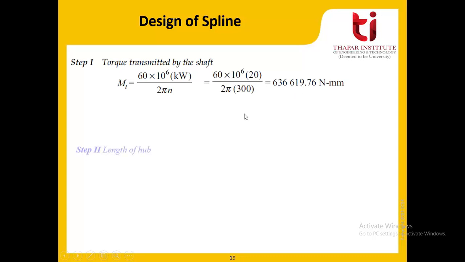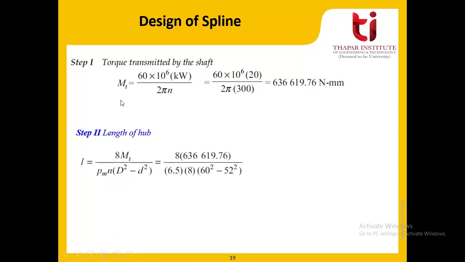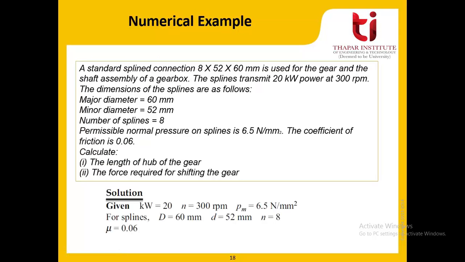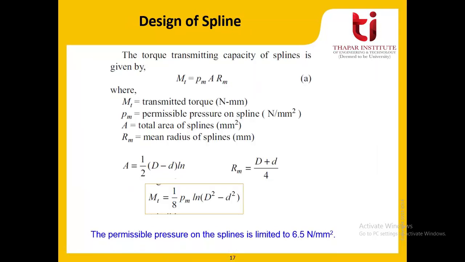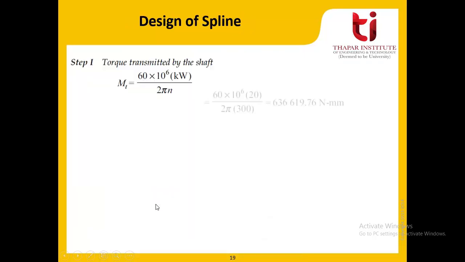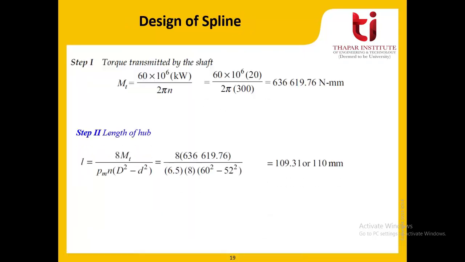In order to get the length of the hub, we have simply the expression for MT, from the previous expression which we have derived. I think I have to go back and show you the expression we derived for this particular problem. The only unknown is L. I know PM, I know N, I know capital D, I know small d, I know MT. So L can be evaluated, which is nothing but the length of the hub, and it comes out to be 110 mm.